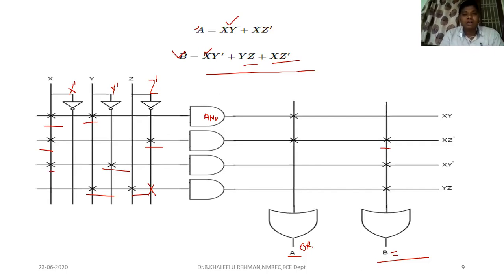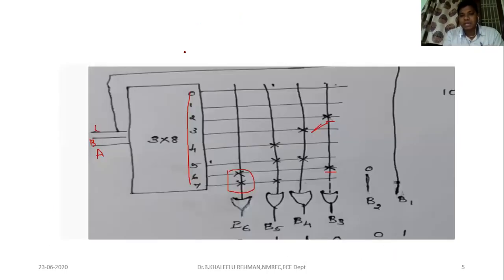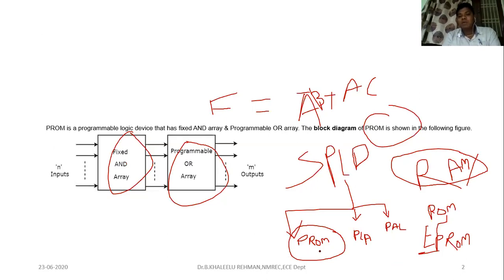I am just recapitulating whatever I have covered. I have covered the SPLDs. Under the SPLDs, we have covered PROM and then the PLA. PROM stands for programmable read-only memory. ROM stands for read-only memory. PLA, programmable logic array. PAL, programmable array logic. The ROM has EROM, EPROM, and EEPROM.